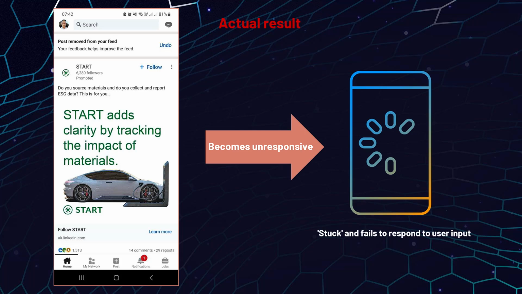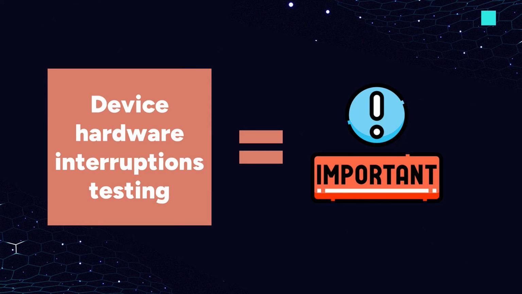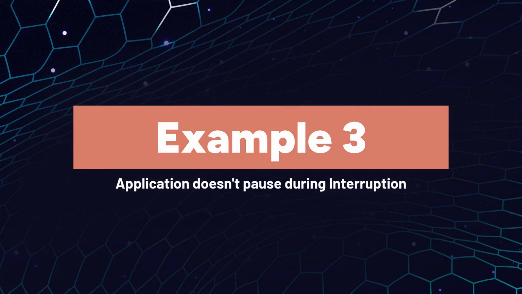A stuck application can be frustrating and irritating for users. It can lead to a poor user experience, and users are more likely to uninstall or leave negative reviews for such apps. Ensuring smooth and responsive applications by device hardware interruptions testing is vital for retaining and satisfying users. Let's take a look at the third example. Example 3. Application doesn't pause during interruption.